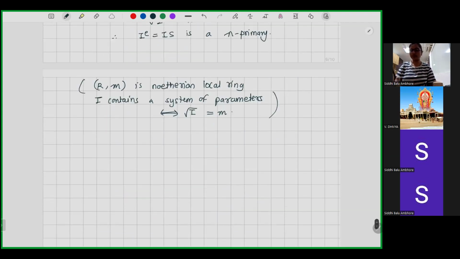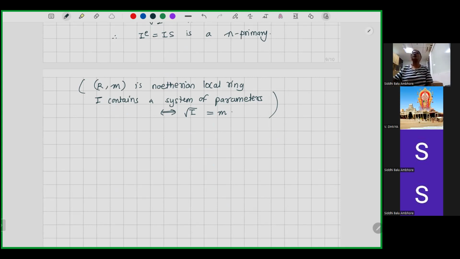This is what I wrote here. R, M is a Noetherian local ring. Then I contains a system of parameters if and only if the radical of I is a maximal ideal. I mean, you can check this. And this clearly follows from the result which we had earlier. Not clearly, with some work, from what we had earlier.